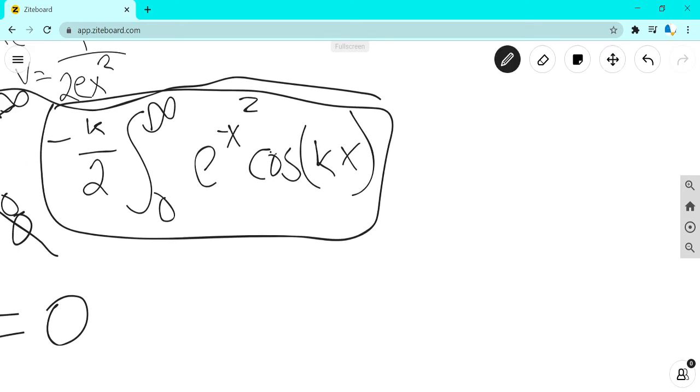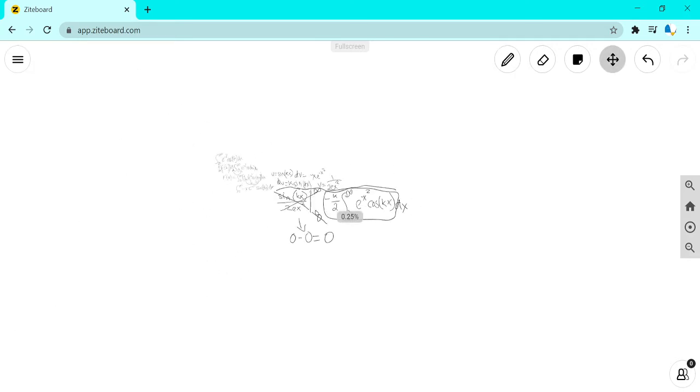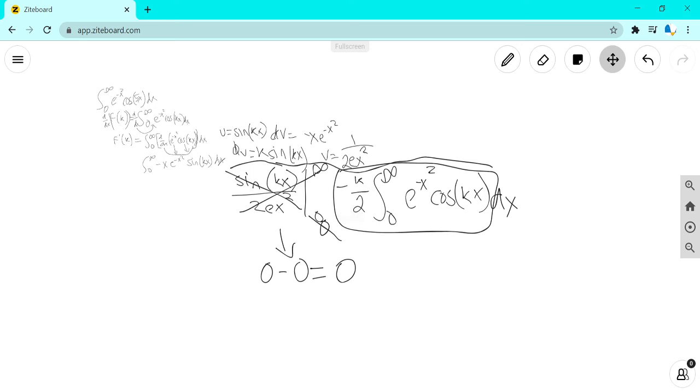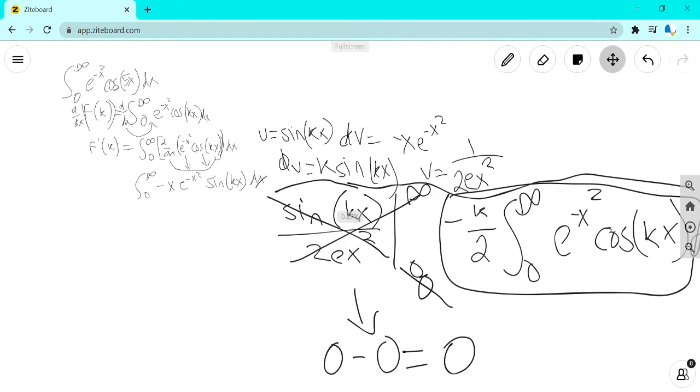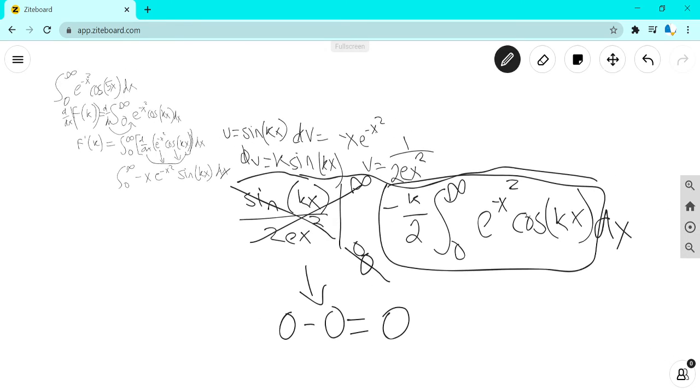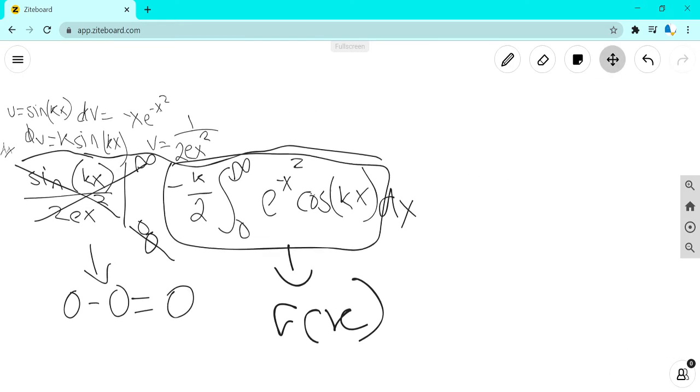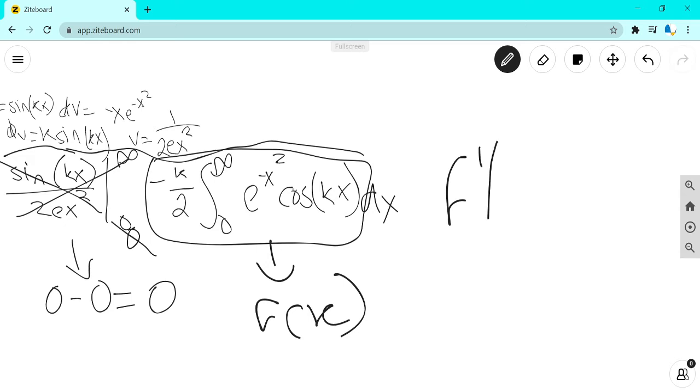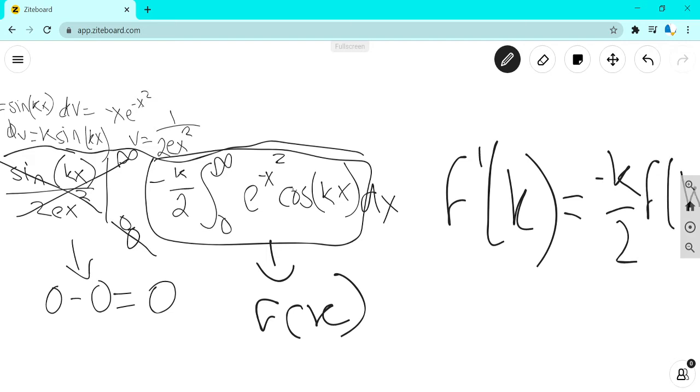If you may have not noticed, sorry, this is supposed to be a dx here. This integral from infinity to 0 of e to the negative x squared cos of kx dx is basically what we set as f of k in our second step. So basically, f prime of k is equal to negative k over 2 times f of k.